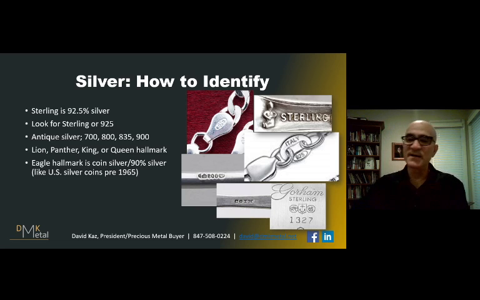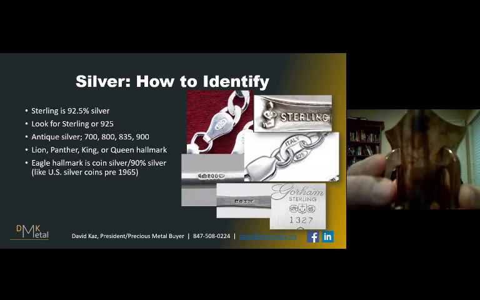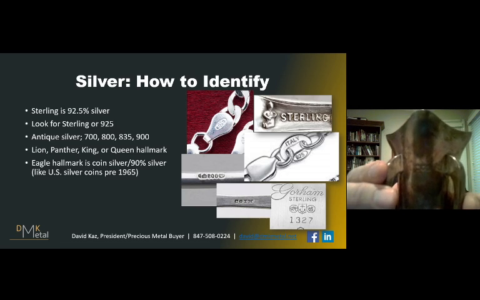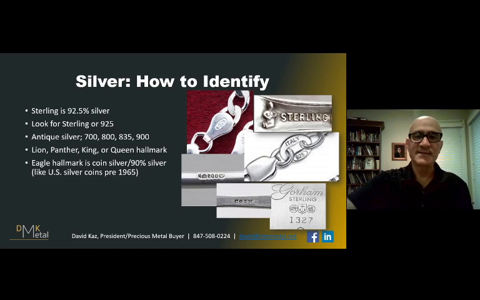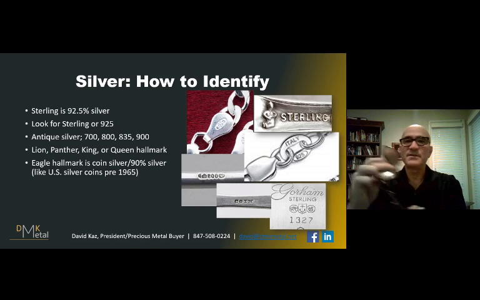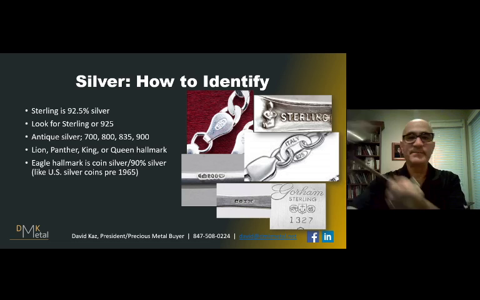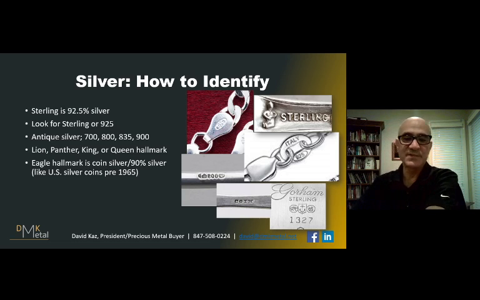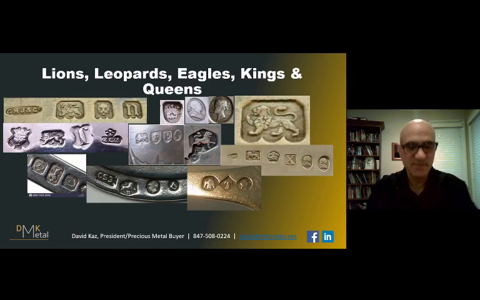Now, other antique items from Europe and around the world might have a hallmark. I don't know if you'll be able to see this very well. But what you're looking for is a side image of a lion, a panther's head, a royalty, a king or a queen profile, and that will tell you that the item is in fact sterling. And then when it comes to coin silver, there's an eagle that you might see. You might also see the word coin on the item, and that means that the item is 90% silver.